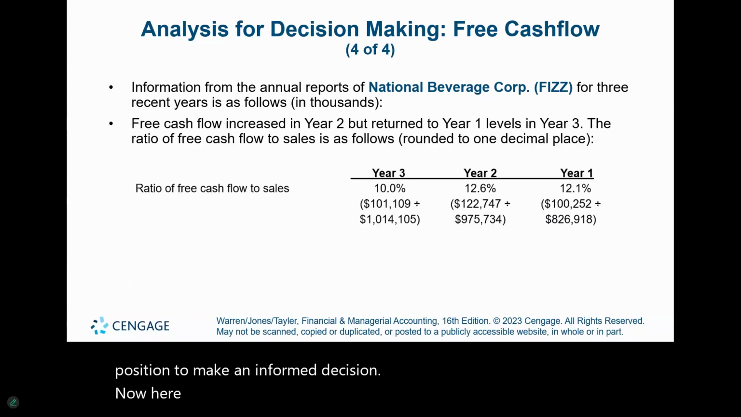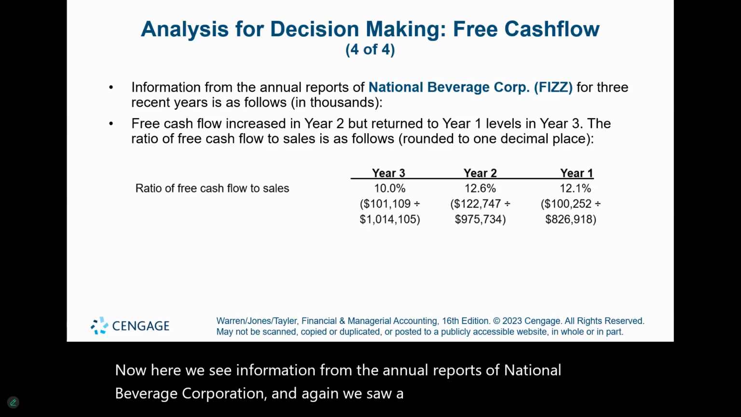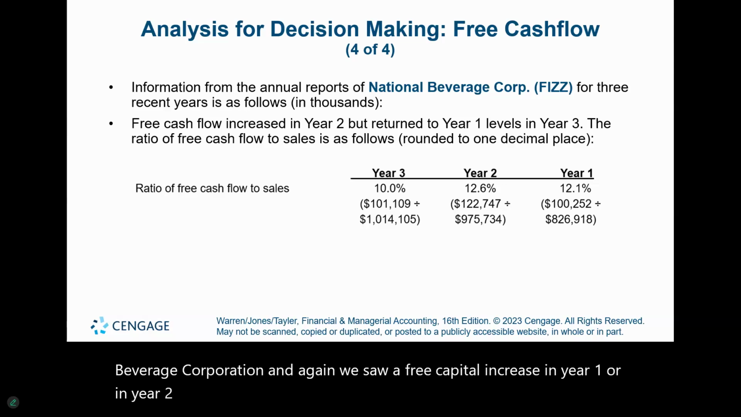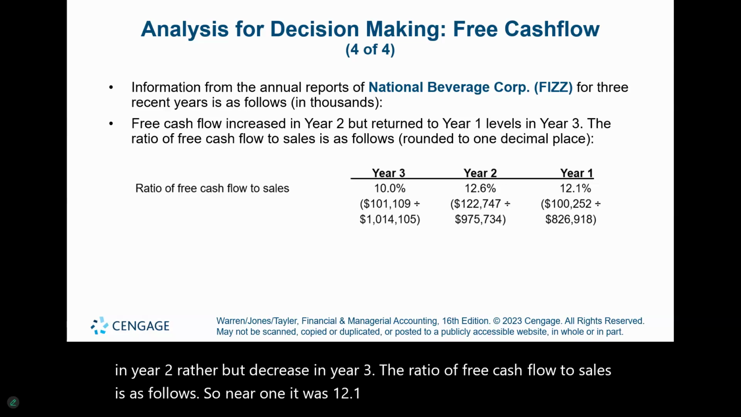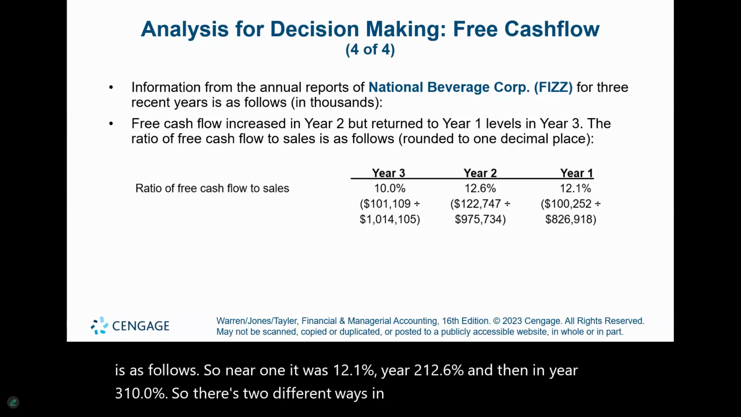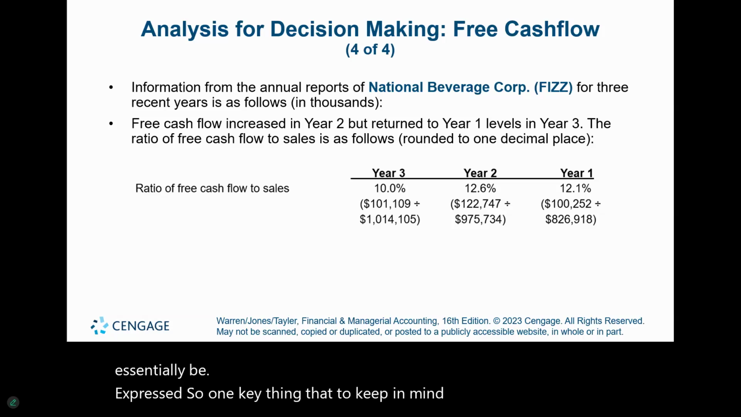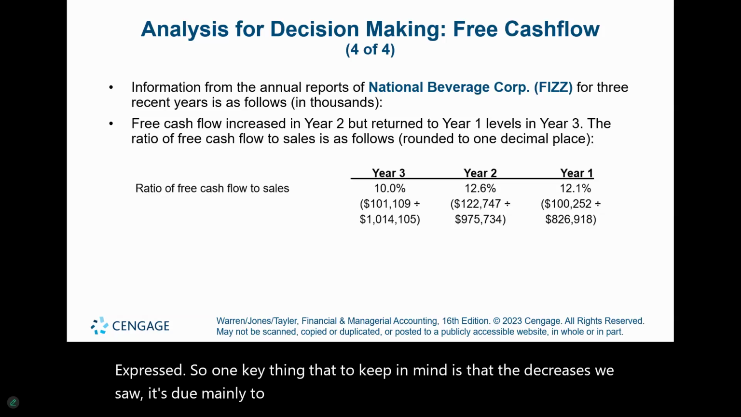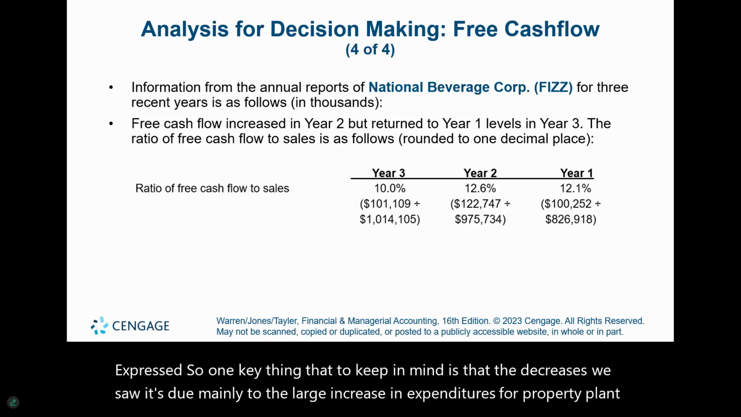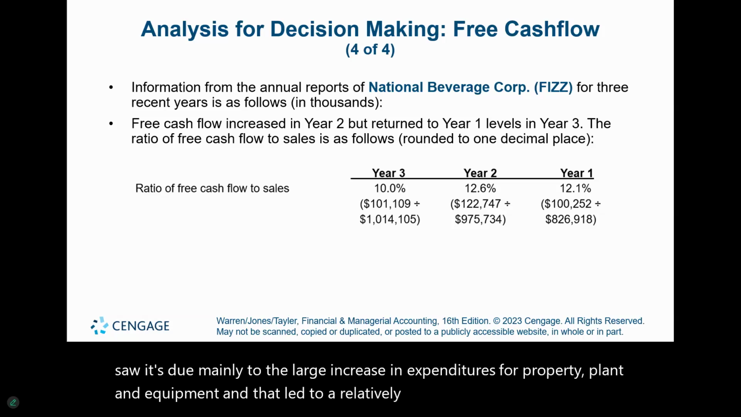Now, here we see information from the annual reports of National Beverage Corporation. And again, we saw a free cash flow increase in year 2, but a decrease in year 3. The ratio of free cash flow to sales is as follows. In year 1, it was 12.1%, year 2, 12.6%, and then in year 3, 10.0%. So there are 2 different ways in which the free cash flow can be expressed. One key thing to keep in mind is that the decrease we saw is due mainly to the large increase in expenditures for property, plant, and equipment, and that led to a relatively lower free cash flow.